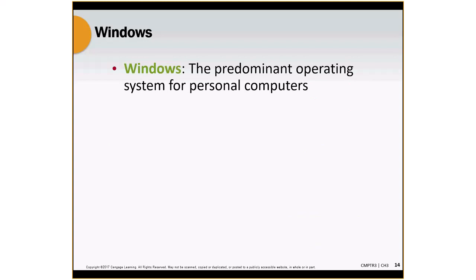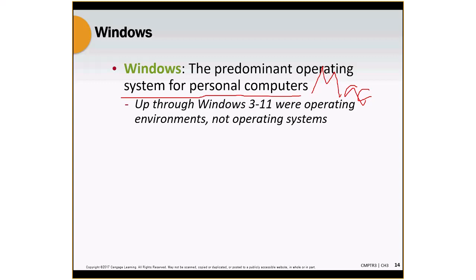So moving on from there, Windows. Windows is the predominant operating system for personal computers, right? And I know that most of you guys actually have Macs, but that's the premier operating system. Windows goes from Windows 3 up to Windows 11. The early versions were operating environments, not operating systems.